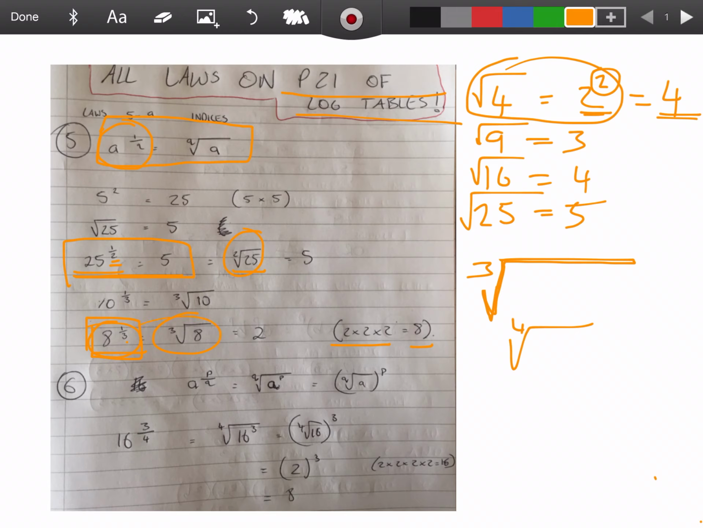Rule 6. Very similar to what's happening in rule 5, except instead of a 1 as the numerator in the fraction, I've got a P. And again, that's just representing a letter. P can be any number that we want it to be. You can see in the example here, I've got 16 to the power of 3 over 4. If we go based on what's happening in rule 5, I know I'm looking for the 4th root of 16.